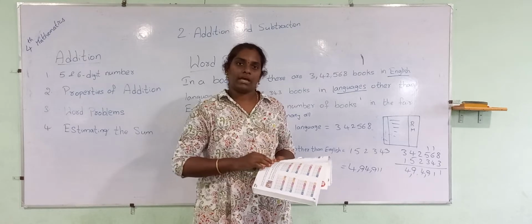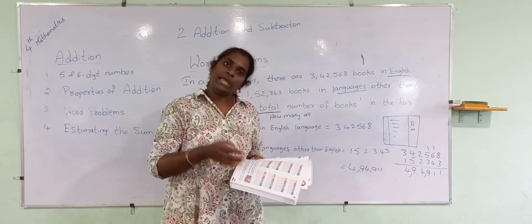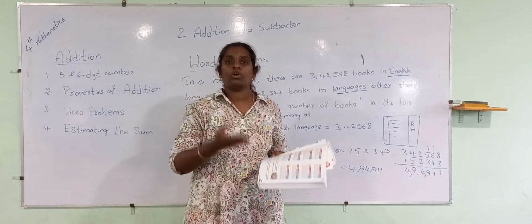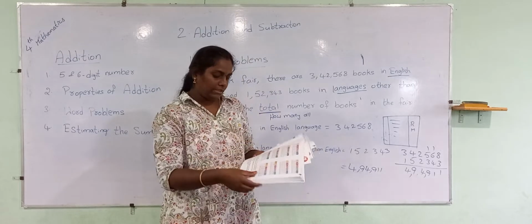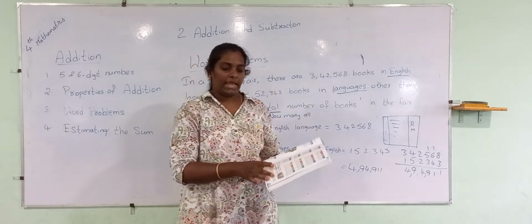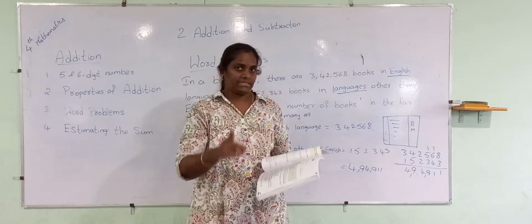What did they ask? We have to find the total cost. So we'll do the addition only. Here they ask the total cost of both the items. Like that we have to do each and every problem in the homework book. Don't do it in the classwork.